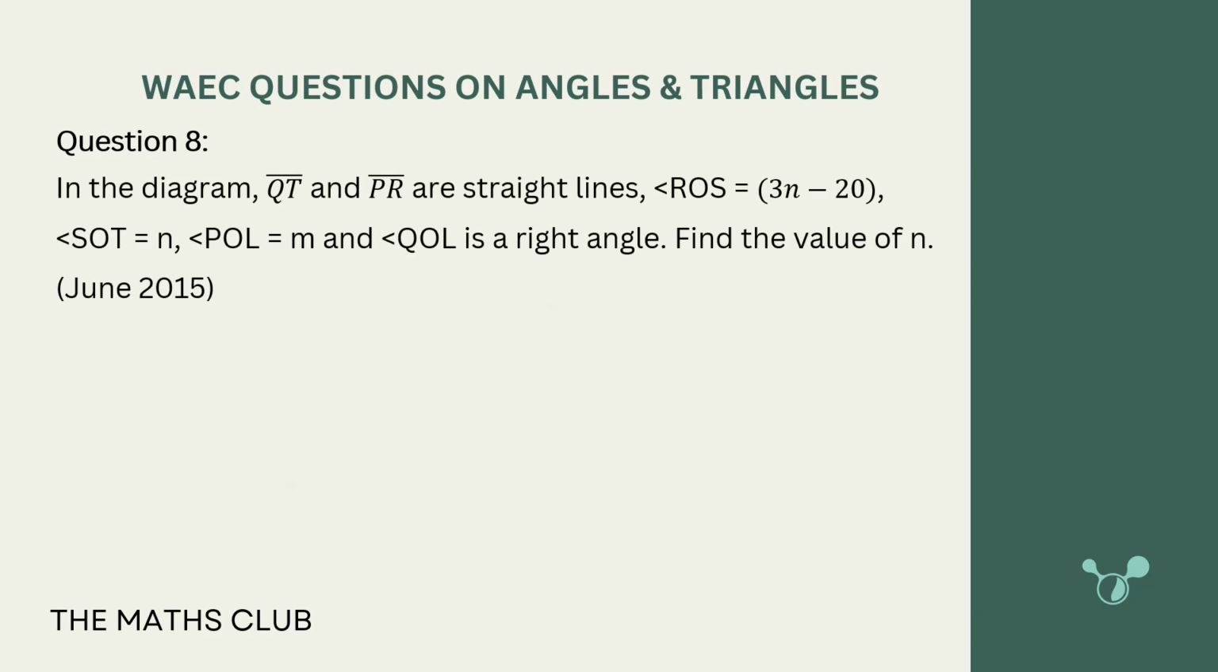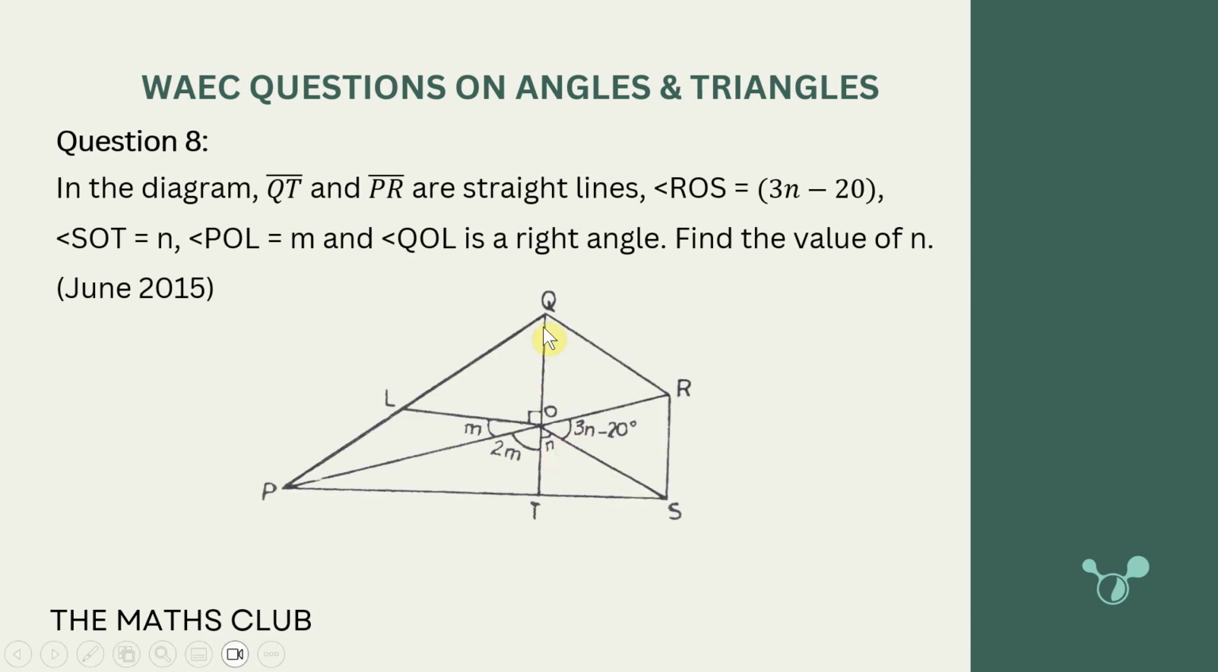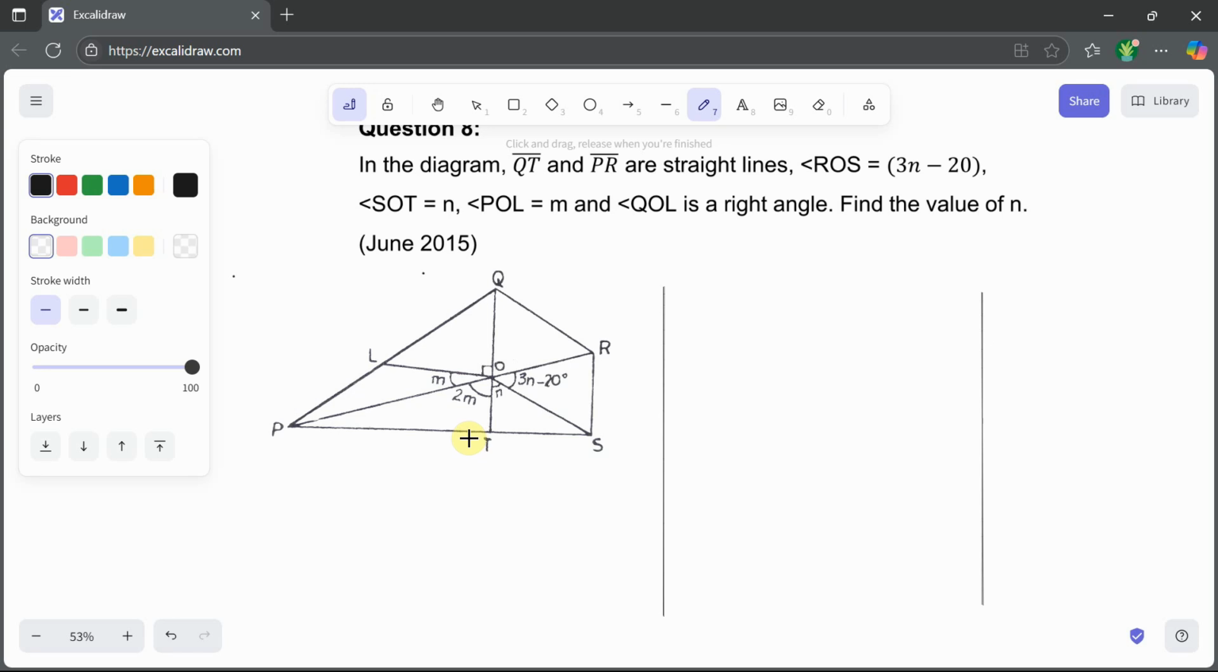Question 8 now says that in the diagram, QT and PR are straight lines. Angle ROS is 3n minus 20. Angle SOT is n. Angle POL is m. And angle QOL is a right angle, that is 90 degrees. Find the value of n, taken from June 2015. So we have this. This is 2m, this is m, this is 90 degrees.